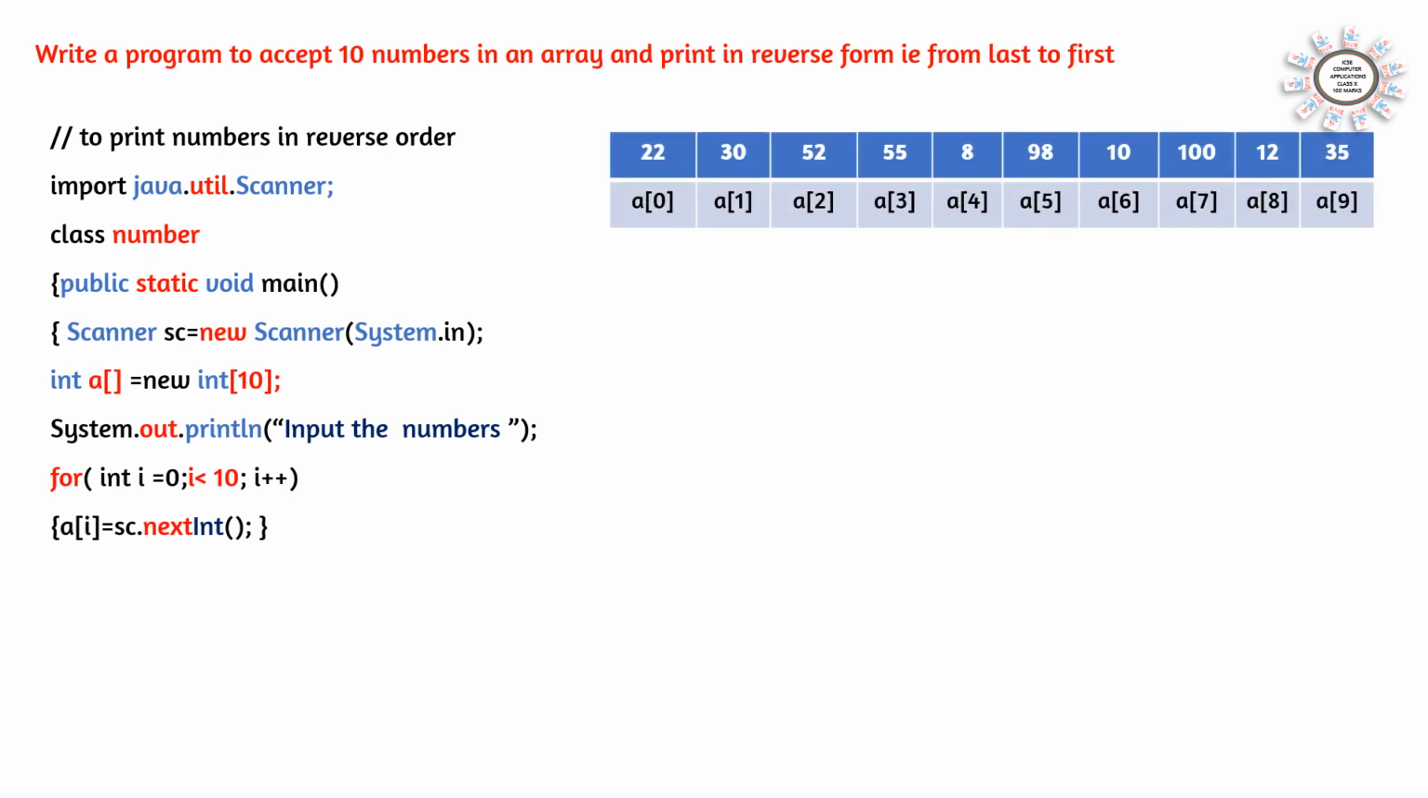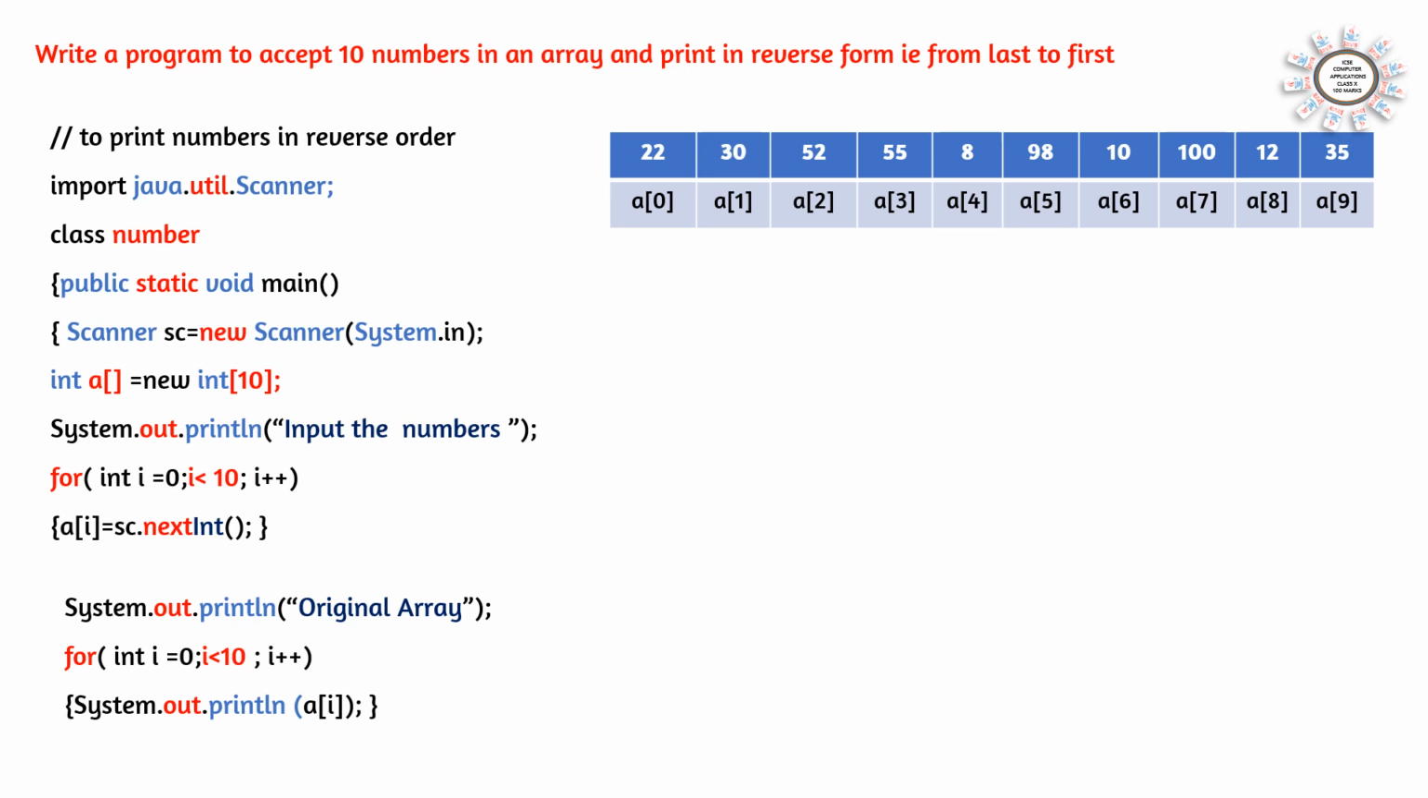Suppose the numbers are these, 20, 30, up to 35. Suppose the numbers are in this order. Now we have to print the array from 35, 12, 100, 10, 98, 8, 55, 52, 30, 52. So what we can do, we can start the reverse loop. The loop will go from 9 to 0. Now the loop is going from 0 to 9 in proper order. So if you want the array in reverse order, we can start the loop from the end to the beginning.